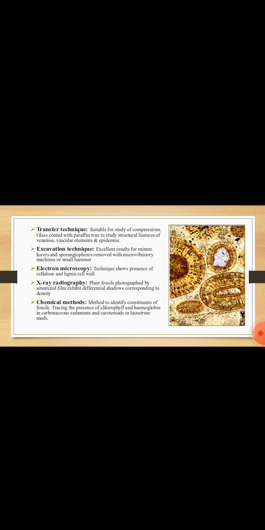Chemical method. The basic principle underlying this technique is to identify the constituents of fossil plants. The method has proved valuable in tracing the presence of chlorophyll and hemoglobin in carbonaceous sediments and carotenoids in the lacustrine muds from the post-Pleistocene lake near Moscow. The C14 method is the most valuable technique for the study of fossils.